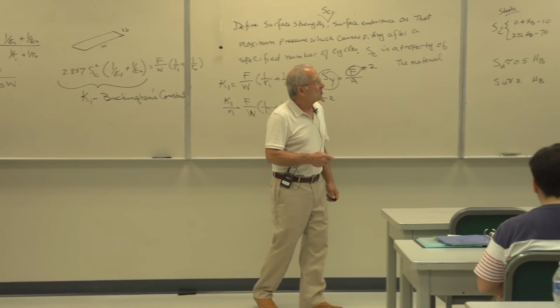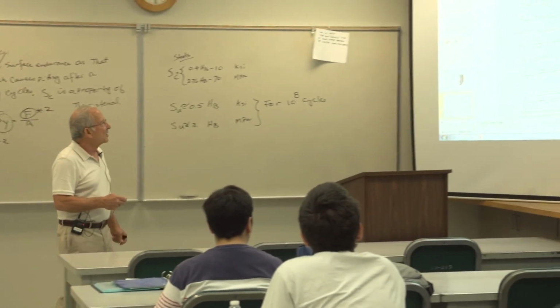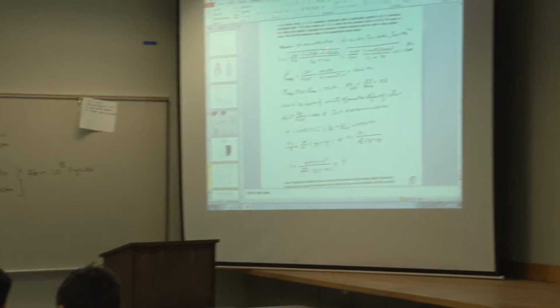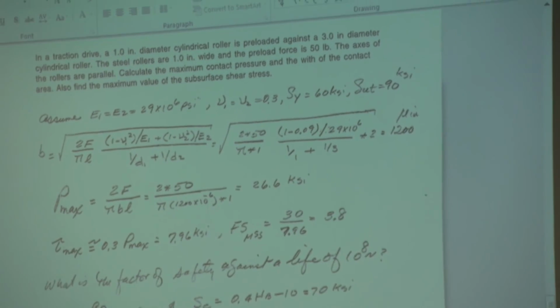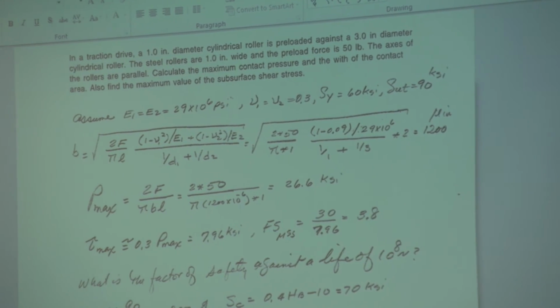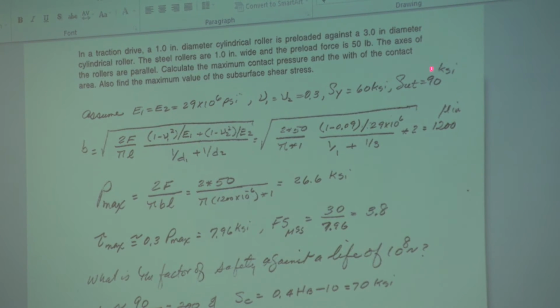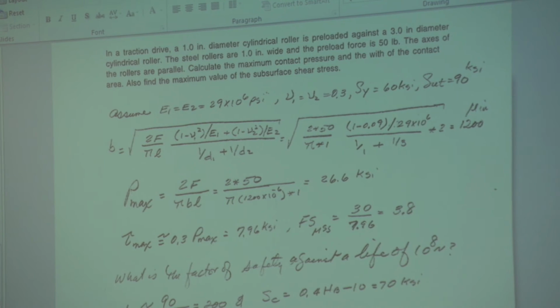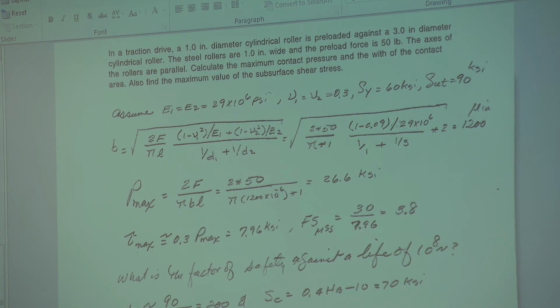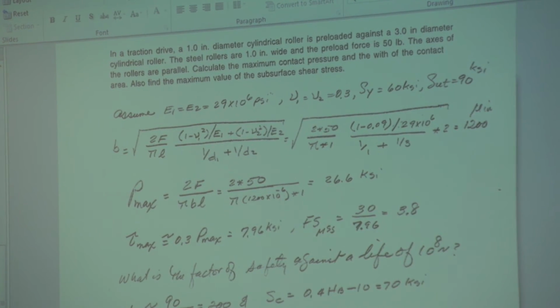So here we are assuming both of these are steel. The rollers are E1 and E2, 29 times 10 to the 6 psi. Nu is taken as 0.3, so we can use the graphs rather than the equations. Yield strength 60 ksi, tensile strength 90 ksi. This is just a regular steel, nothing major. It's not a high strength steel or anything like that.